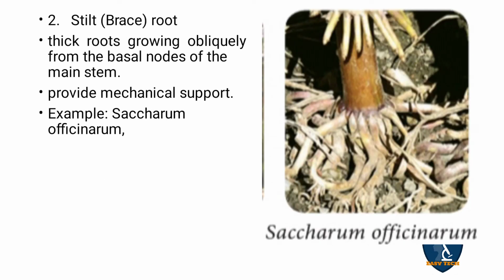Stilt root or brace root. This type of root you can see in sugar cane. Example, Saccharum officinarum, that is sugar cane, at the base. At the base there are nodes, and from the main stem the roots arise and give additional support to the plant. Additional support is nothing but the mechanical support.